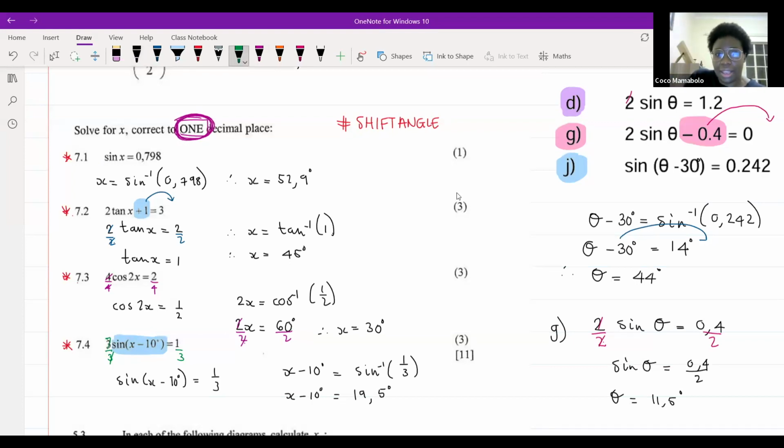Okay. Then that negative 10 degrees will move over to the other side, and therefore x is equal to 29,5 degrees. All right.